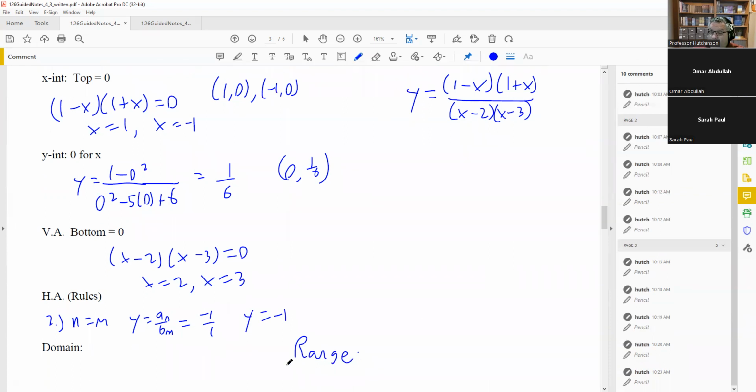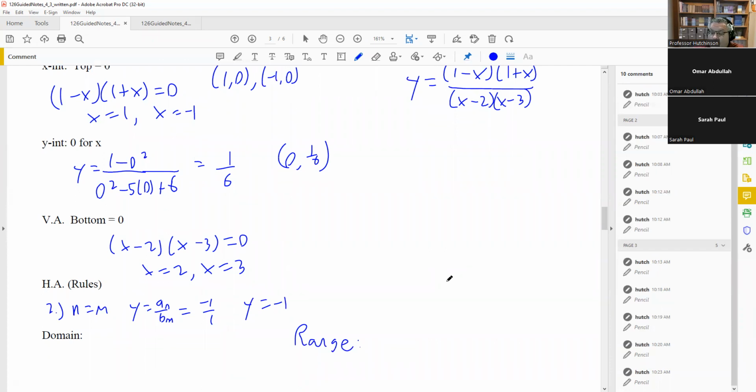All right, now we want to do domain and range for each of these. So when we do the domain, it actually has to do with the vertical asymptote that goes along with it. So we'll look at the vertical asymptotes. That's going to help me with my domain. I already know that there's division by 0 at 2 and 3. So these numbers cannot be included in your domain.